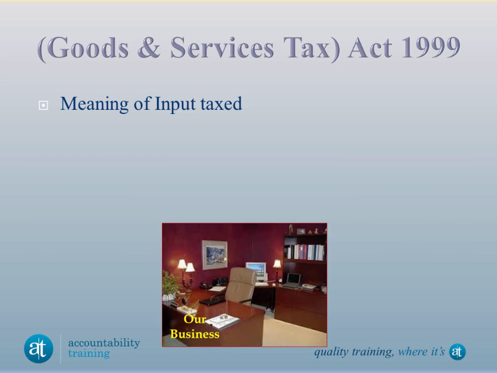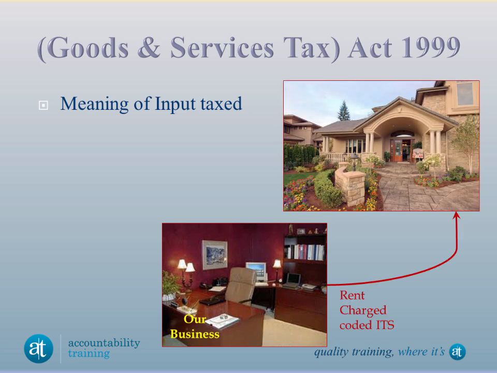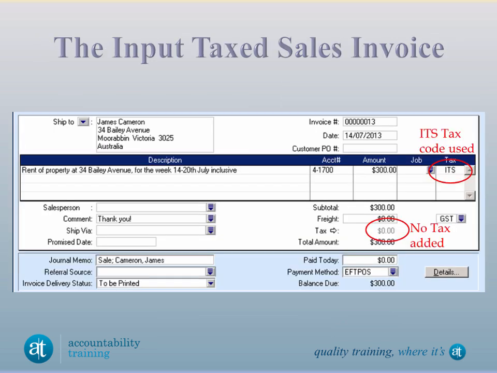Now, let's place this into context by using a real example. Assume we have a business that rents residential properties. We rent this property for $300 per week. When we create the sales invoice, the charge on our invoice will be $300 with a tax code of ITS, which is a 0% tax code as no tax is charged. Our tenant pays the rent, which from their perspective is GST free.